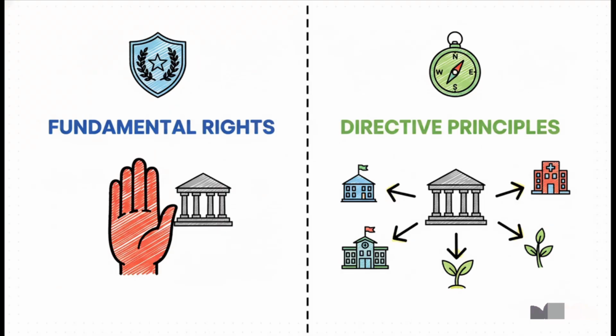So, what's the big difference between these and fundamental rights? This is really important. Fundamental rights are enforceable. You can go to court if they're violated. Directive principles, not so much. Rights are negative. They stop the state from doing things. Principles are positive. They tell the state what it should be doing to build a better, more just society.